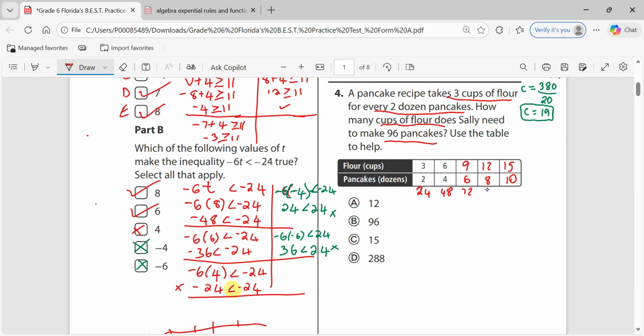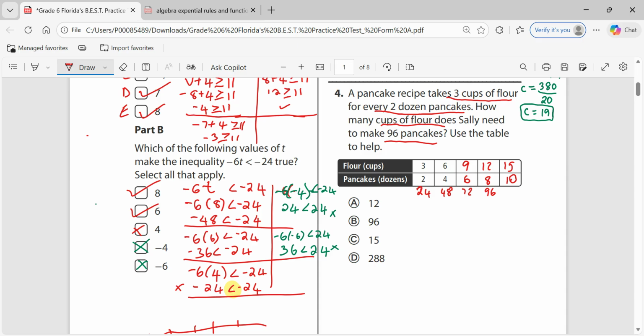And this is 96. 8 times 12 is 96. And you might say, why, Miss Reed? Why am I multiplying by 12? Remember here it says pancakes in dozens. So when they're telling me 96 pancakes, they're not telling me that in dozens. They're telling me exactly how much it is. So be careful of that transition that they made.